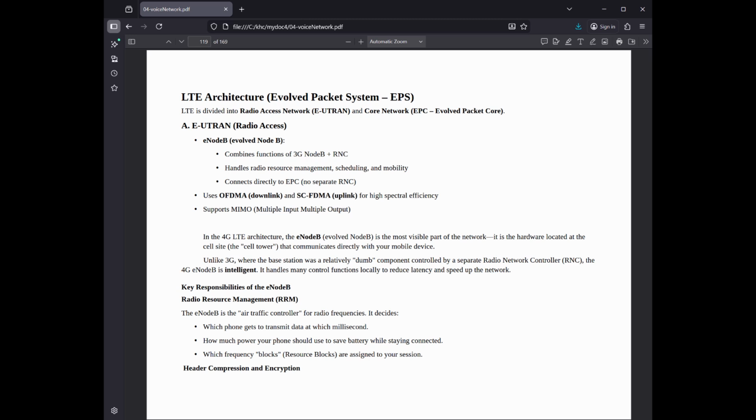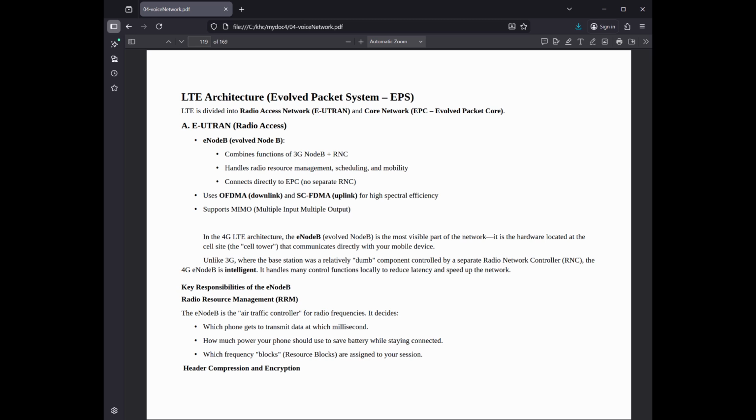In the 4G LTE architecture, the eNodeB (evolved NodeB) is the most visible part of the network. It is the hardware located at the cell site, the cell tower, that communicates directly with your mobile device. Unlike 3G, where the base station was a relatively dumb component controlled by a separate radio network controller (RNC), the 4G eNodeB is intelligent. It handles many control functions locally to reduce latency and speed up the network.